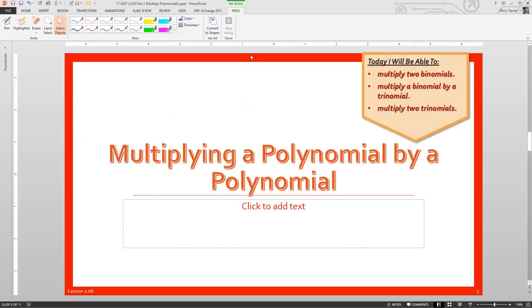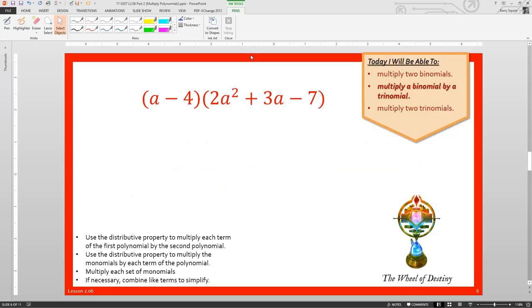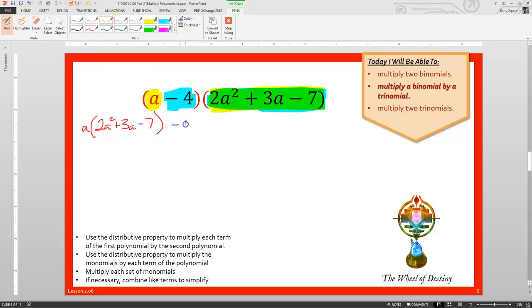So let's take a look at our first one, which was actually a binomial times a trinomial. I know we did this one in class, but I did it really fast, so I'm going to try and do it a little more slowly. The first idea is that we're going to distribute this a to here. That's our first step. So we'd have a times, and I'm just going to rewrite this polynomial, 2a squared plus 3a minus 7. Then I'm going to distribute this negative 4 through this, so now I will have negative 4 times 2a squared plus 3a minus 7.